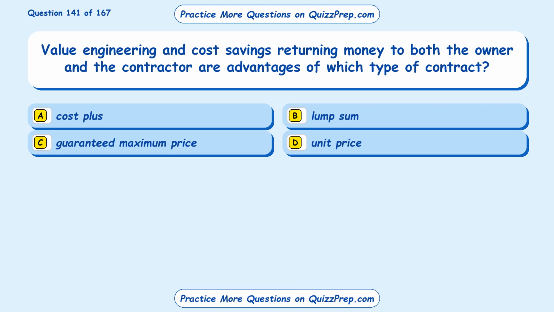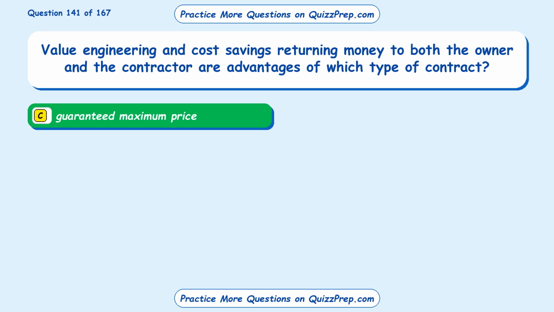Question 141. Value engineering and cost savings. Returning money to both the owner and the contractor are advantages of which type of contract? Option A, cost plus. Option B, lump sum. Option C, guaranteed maximum price. Option D, unit price. The correct answer is option C, guaranteed maximum price.